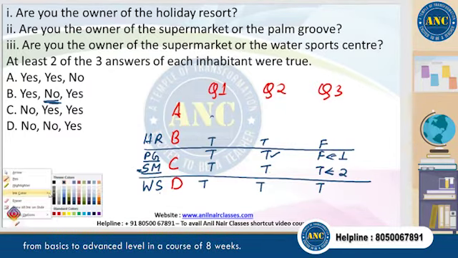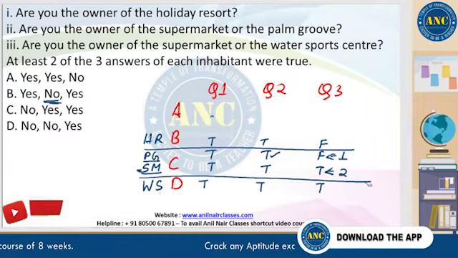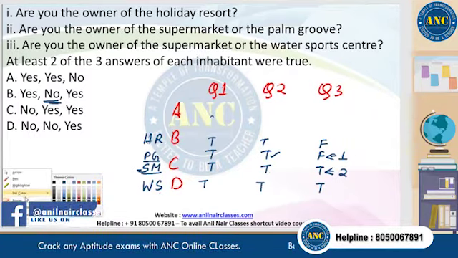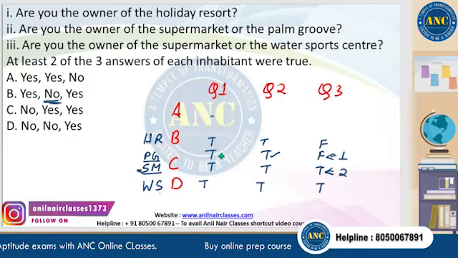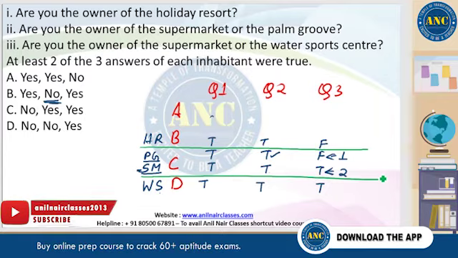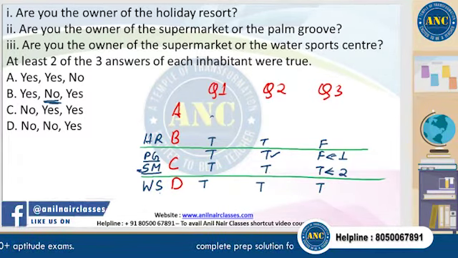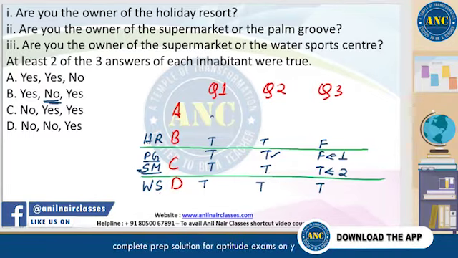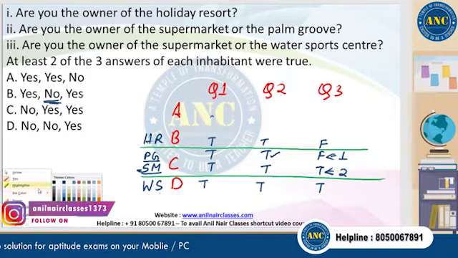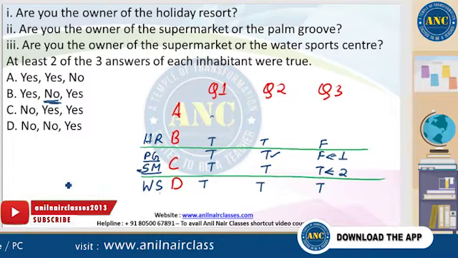Probably use another color ink. Just give me a second here. That's where the problem started, and that's what is going to work with us here. Okay, let's see what we can figure out from here, which means we have fixed D as having the water sports center and B as having the holiday resort. Now it's between A and C to choose between Palm Grove and supermarket. So let's figure that out. Let's see how. Okay, so we'll begin now.